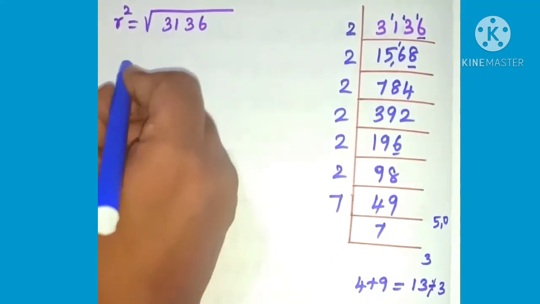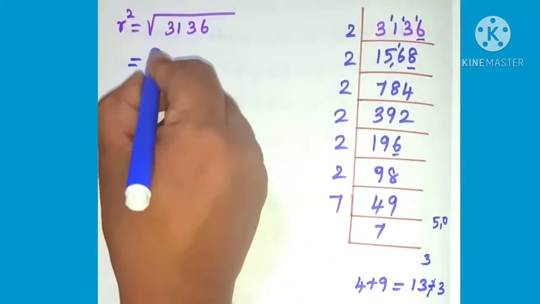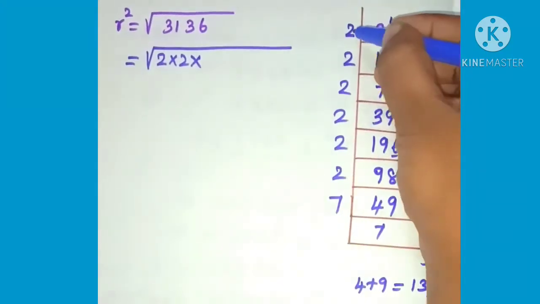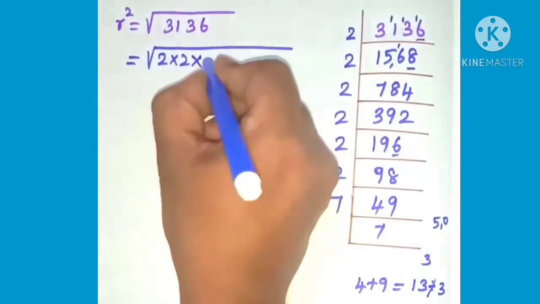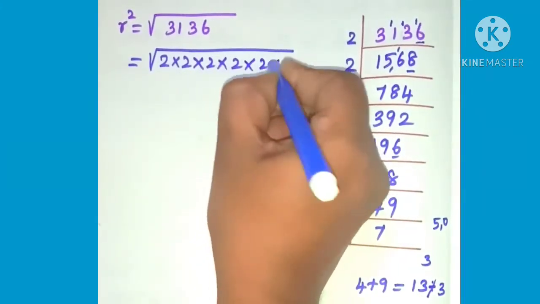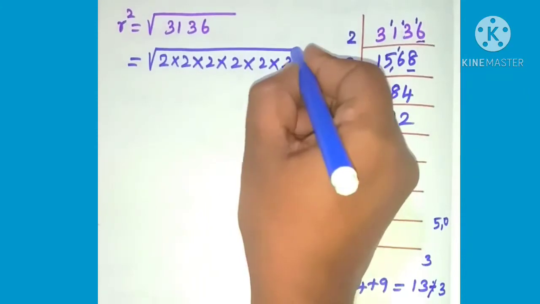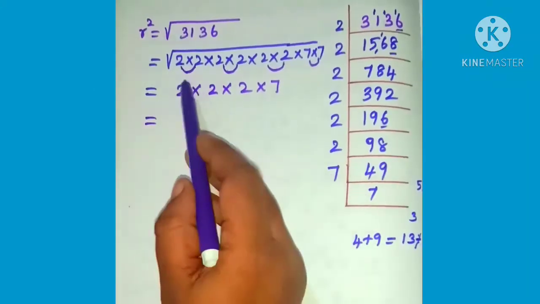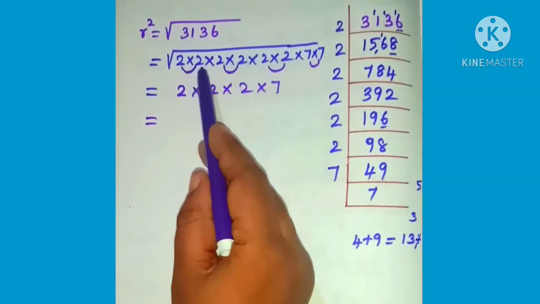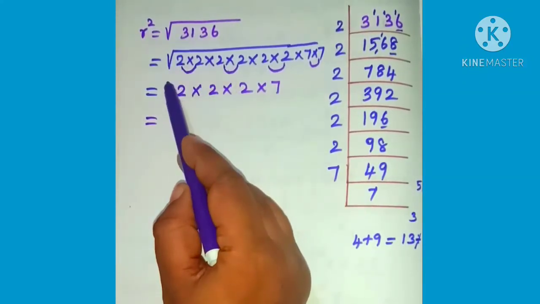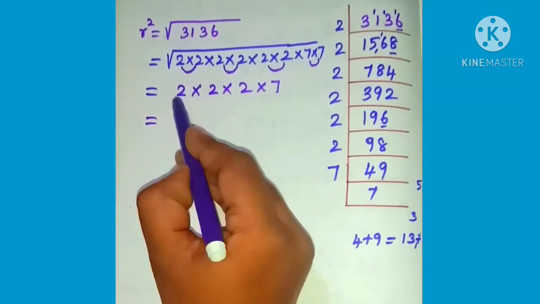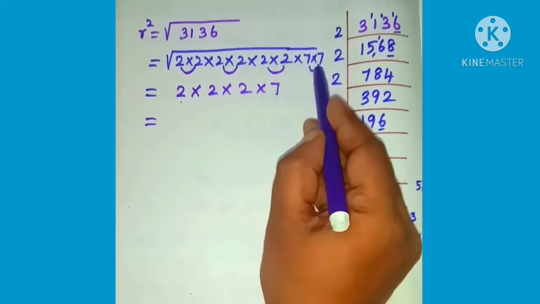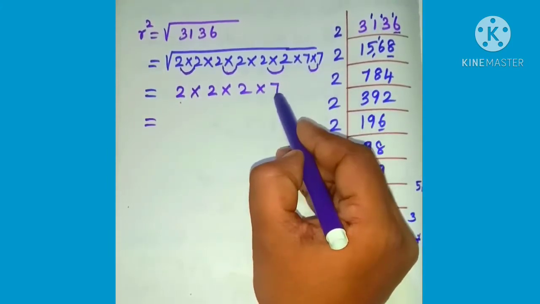So now students, we can write all these values. 2 into 2, how many times? 1, 2, 3, 4, 5, 6. 2, 2, 2. 1, 2, 3, 4, 5, 6. Into 7 into 7. Students, from these pairs, we can take one value outside the square root. So in the first pair, we can take 2 outside. In the second, 2. And the third, 2. And in the last pair, we can take 7 outside the square root.